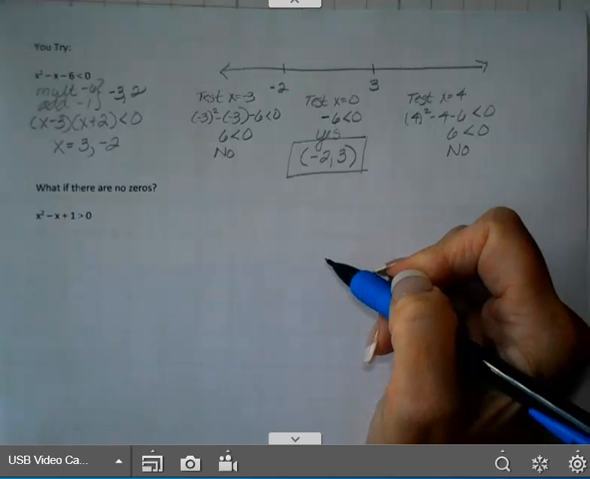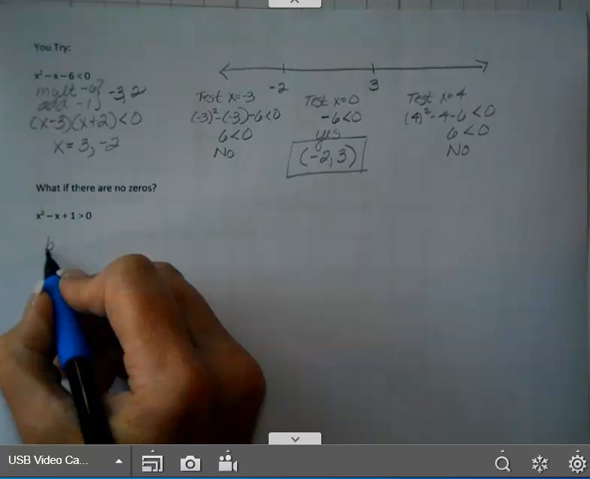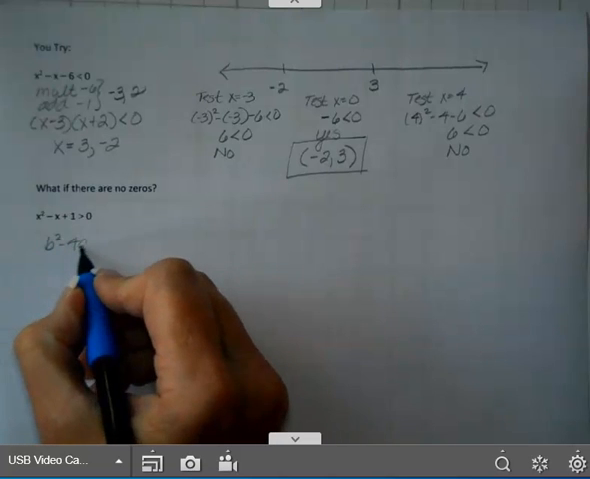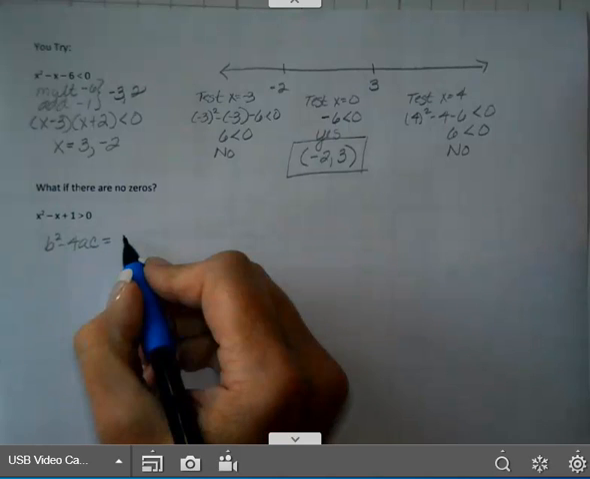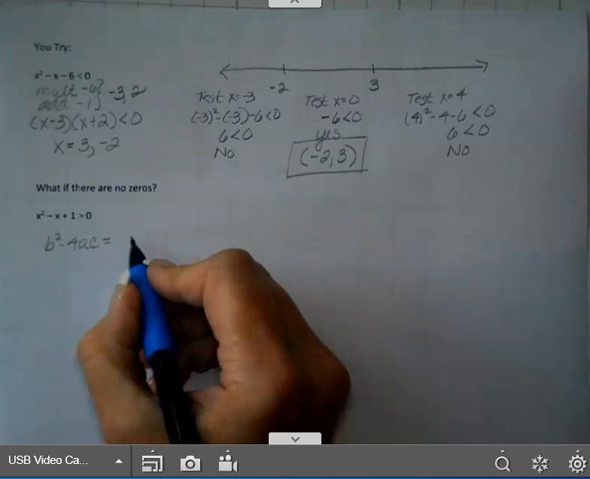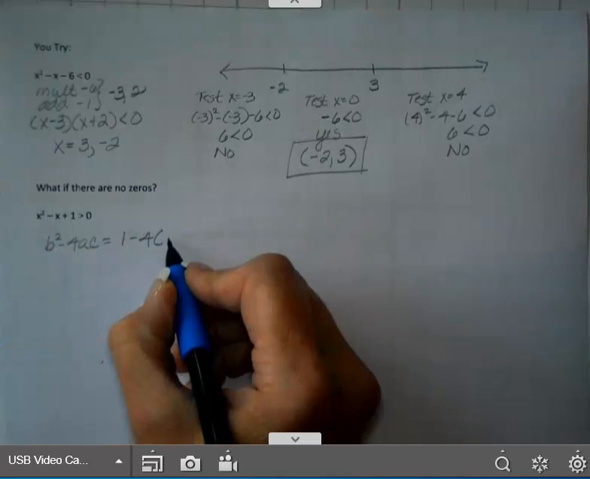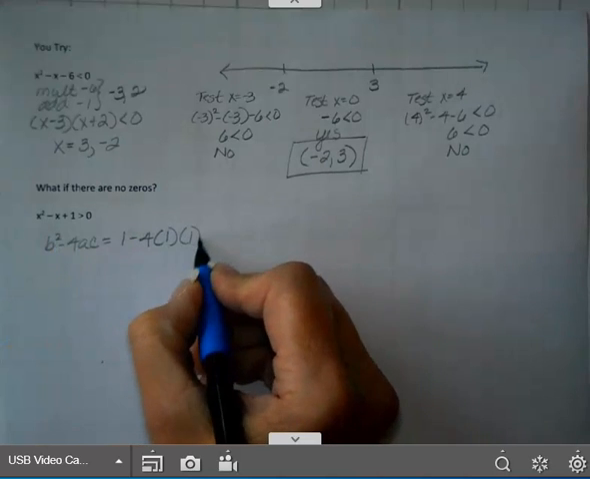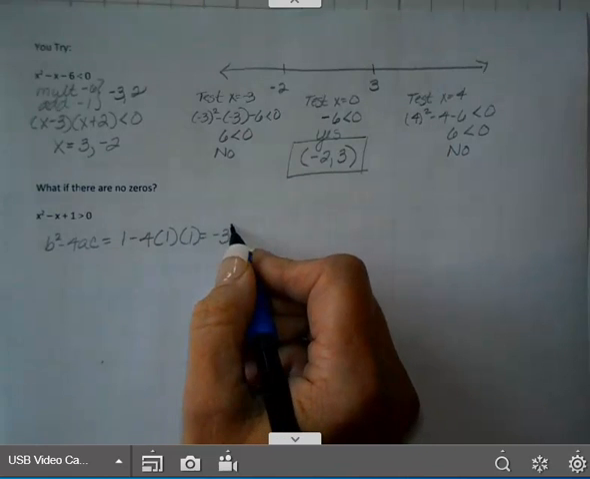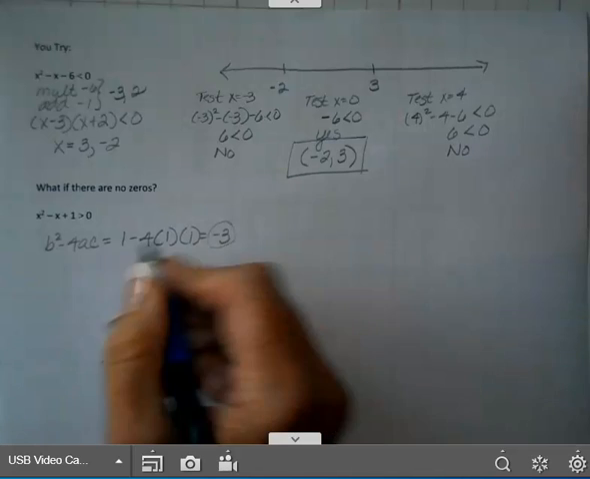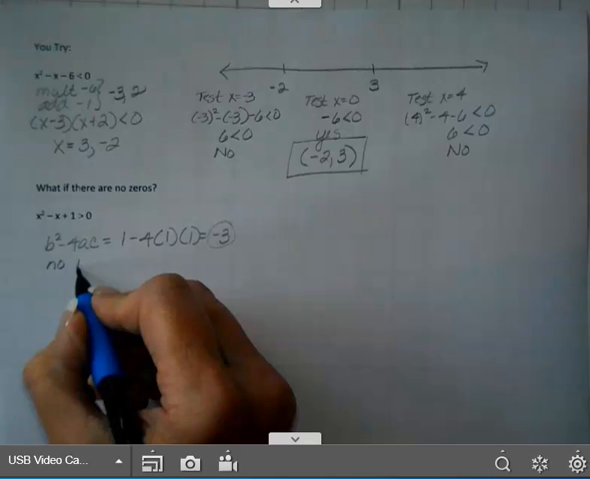What happens if there are no zeros? So if I were to do b squared minus 4ac here, I'll get b squared, so that's going to be -1 squared, which is 1, minus 4, times a, which is 1, times c, which is 1. I get a -3, so my discriminant is negative. So that means there are no x-intercepts, or no real zeros.